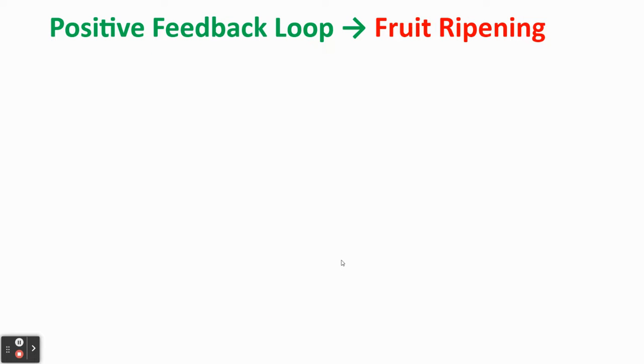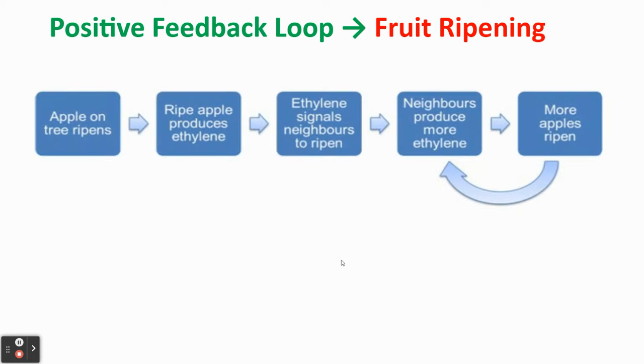Okay. An example in plants, positive feedback loop is fruit ripening. An apple begins to ripen on a tree. It produces ethylene gas. Ethylene gas travels via the air to nearby neighboring apples, inducing them to begin the ripening process, which induces their neighbors, and so on and so on. And all of a sudden, all the apples on a tree are ripe very quickly.